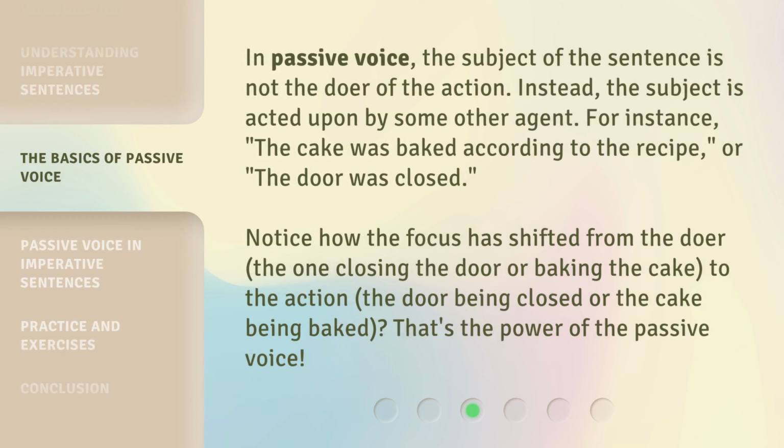In passive voice, the subject of the sentence is not the doer of the action. Instead, the subject is acted upon by some other agent. For instance, the cake was baked according to the recipe, or the door was closed. Notice how the focus has shifted from the doer, the one closing the door or baking the cake, to the action, the door being closed or the cake being baked. That's the power of the passive voice.